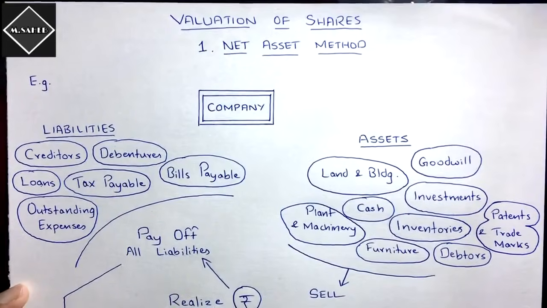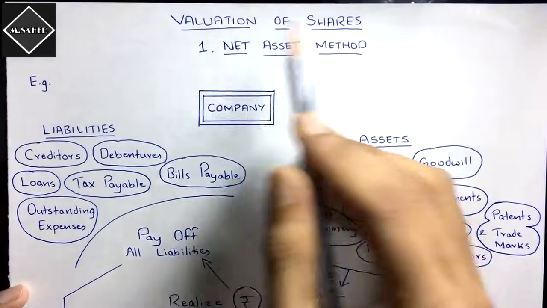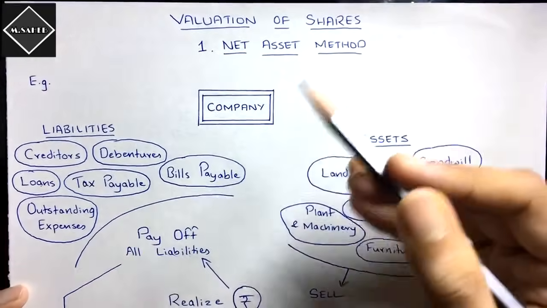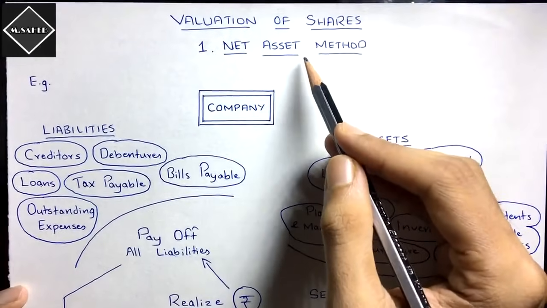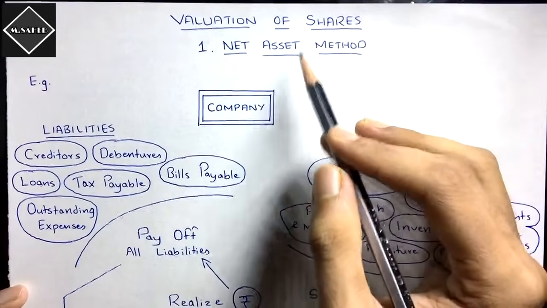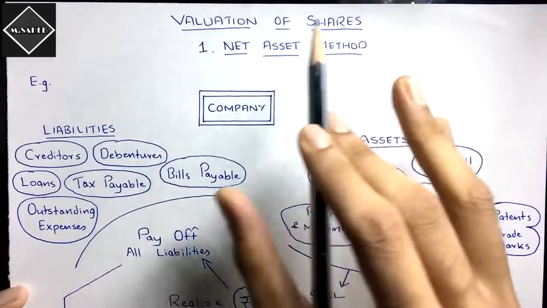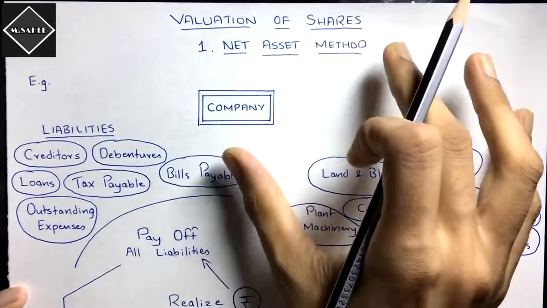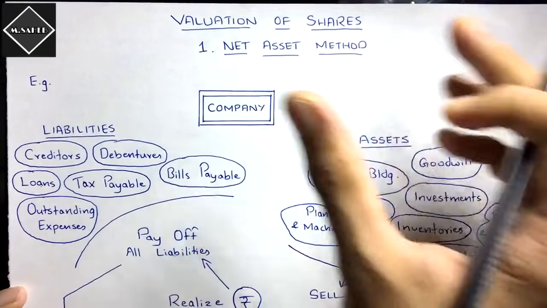Now let's take this example to understand the net asset method of valuation of shares. See here, this net asset method is also known as the intrinsic value method. That is another popular name of this method, and there are lots of other names too. We saw that in the previous video. Fine, so now we are taking this example to understand the net asset method properly.